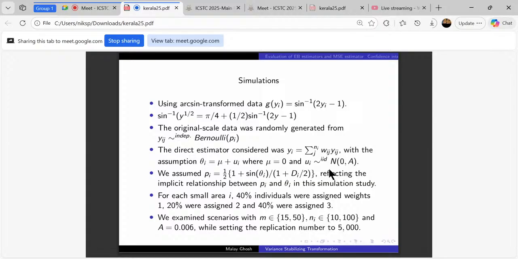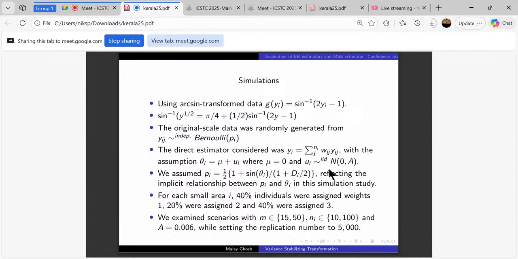Let's just mention, I think we are sitting close to the time. So just briefly mention, and I think I will be done. g_i also we can write as sine inverse of 2y_i minus 1. The reason is that sine inverse of y to the power half has a linear relationship with sine inverse of 2y minus 1. Nice exercise, and it is very well known.